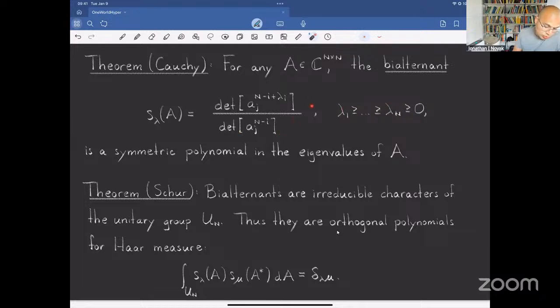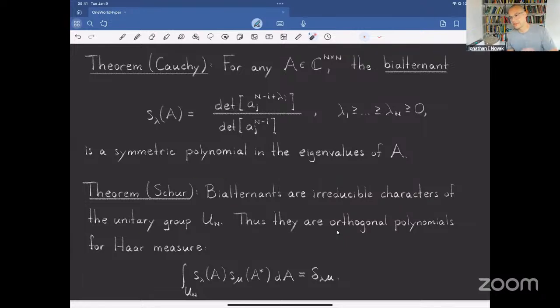And then what you have is a ratio of some antisymmetric polynomial in the A's by the Vandermonde polynomial, which divides every antisymmetric polynomial. So you're going to get a symmetric polynomial in the eigenvalues of your matrix A. And these are what Cauchy called bialternates. Today they're called Schur polynomials, universally, because they're the irreducible characters of unitary groups.